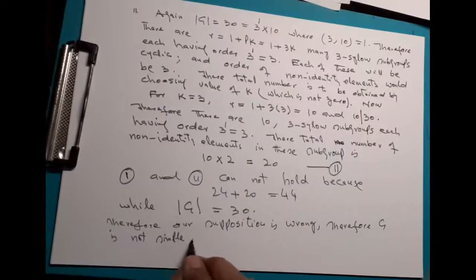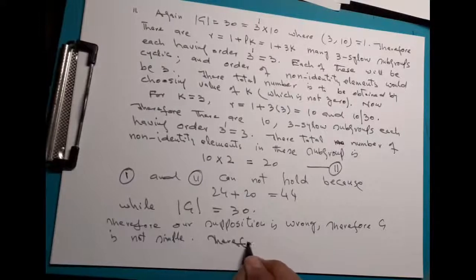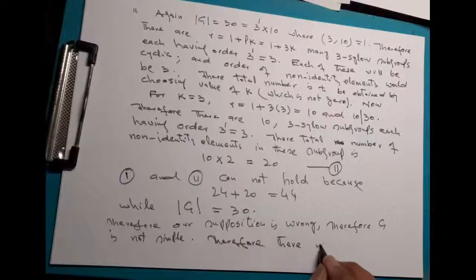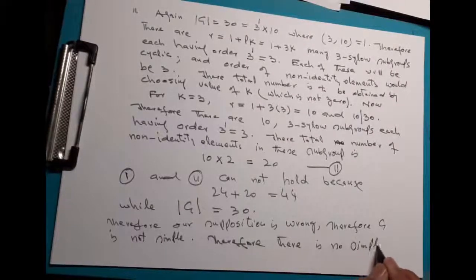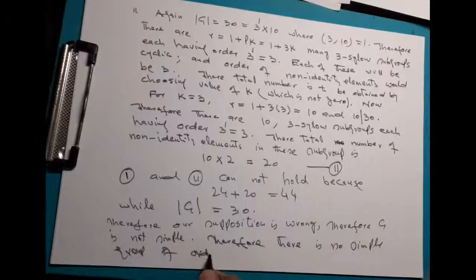So therefore there cannot be a simple group of order 30. Therefore there is no simple group of order 30.